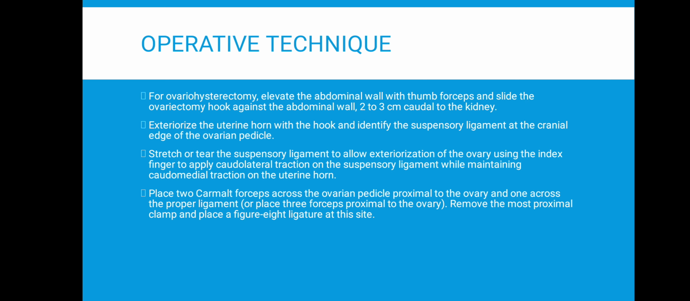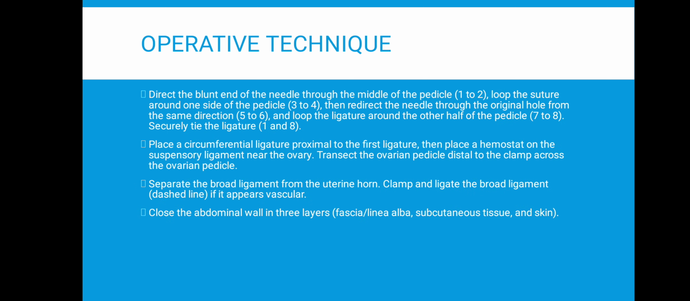Place 2 Carmalt's forceps across the ovarian pedicle proximal to the ovary and 1 across the proper ligament. Remove the most proximal clamp and place a figure 8 ligature at the site. Next is direct the blunt end of the needle through the middle of the pedicle. Loop the suture around one side of the pedicle, then redirect the needle through the original hole from the same direction, and loop the ligature around the other half of the pedicle.